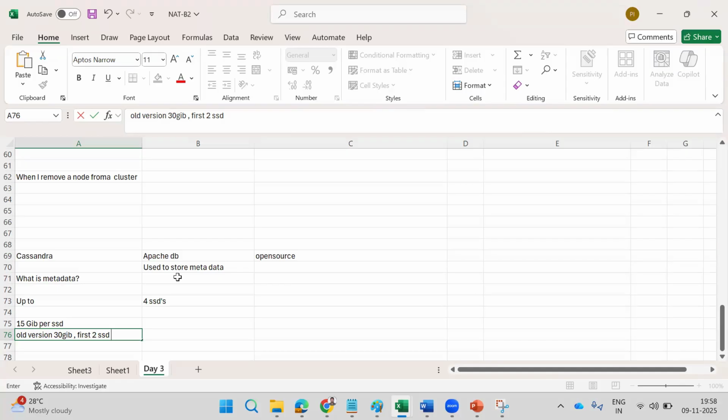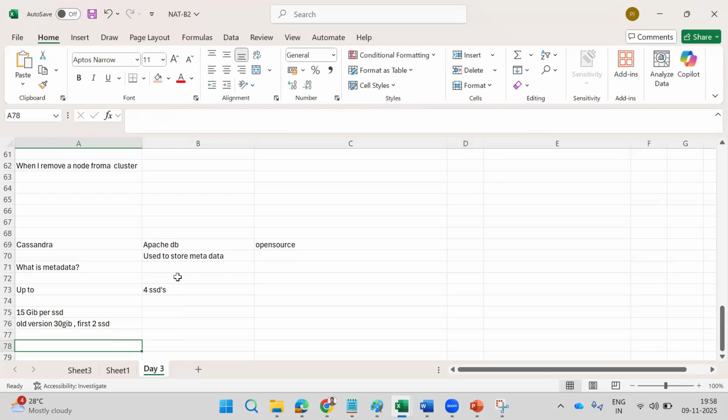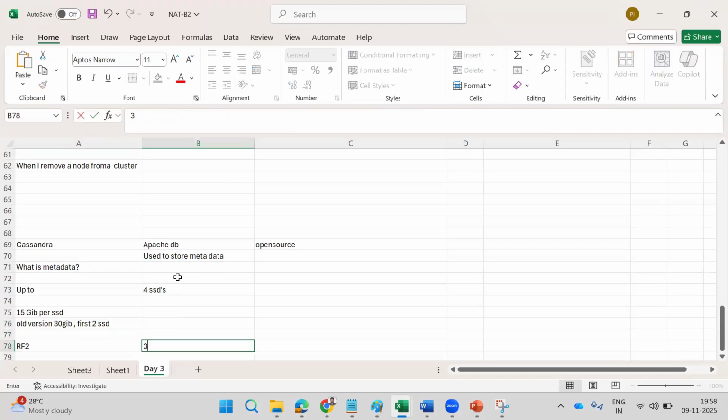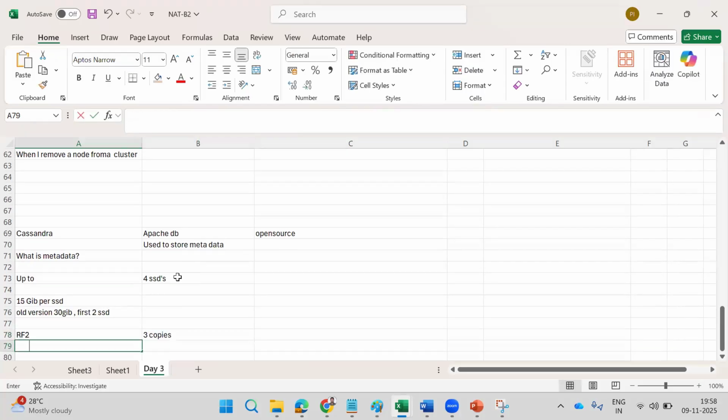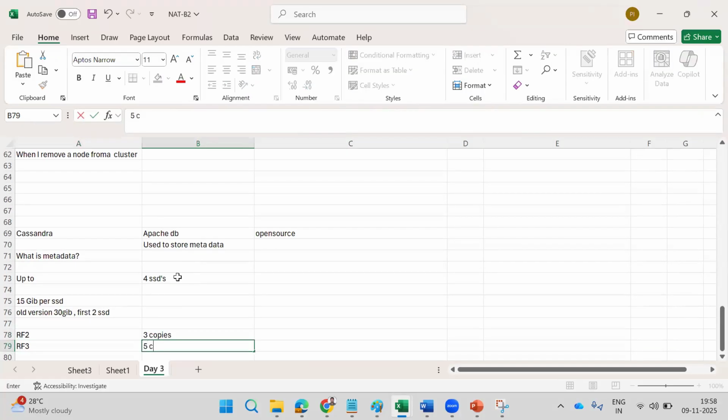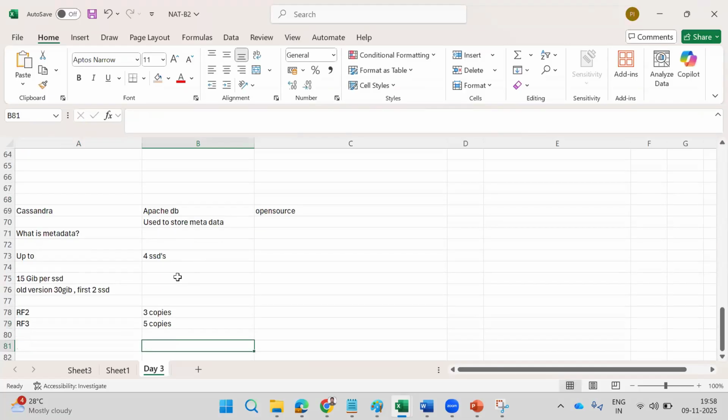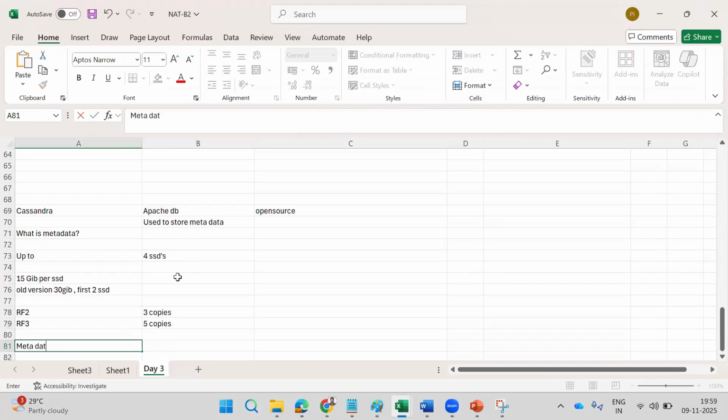Okay, the ops log and the read-write source, yes. So in case of RF2, this is again going to be 3 copies. In case of RF3, it's going to be 5 copies. Okay, so now coming back to metadata, we have 2 types of metadata.